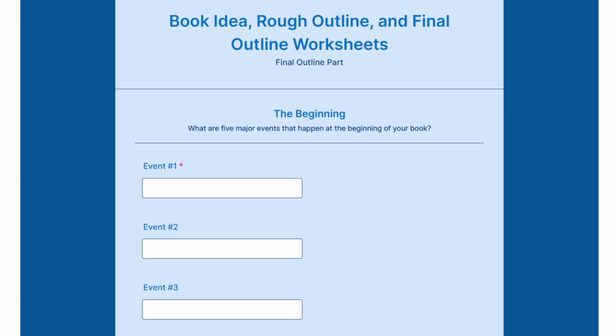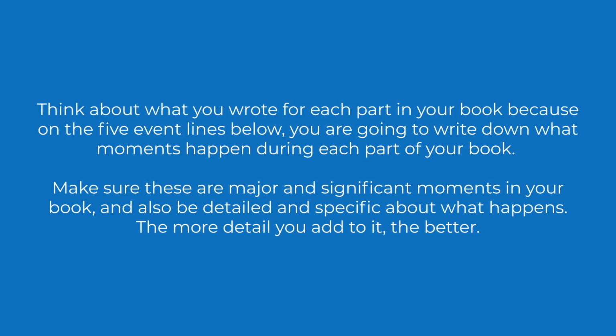So, go back to the book idea and outline worksheets from earlier that I told you to keep open and press the next button at the bottom again, and you will be at the final outline. This will be like what we did with the 9 parts earlier, but we will take it a little further to create your book. Think about what you wrote for each part in your book, because on the 5 event lines below, you are going to write down what moments happened during each part of your book.